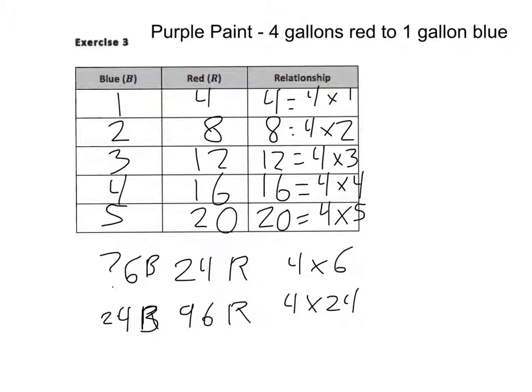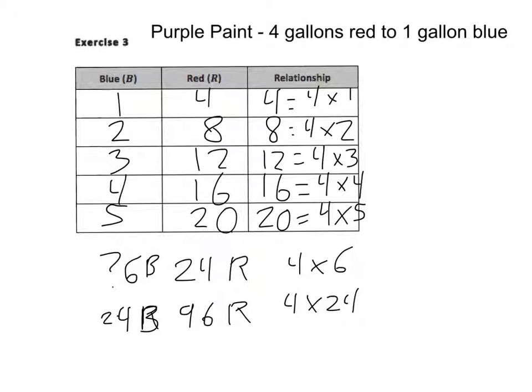So let's think about a relationship between blues and reds. What do I always need to do to my number of blues to get my reds? Well, here in this time I did 1 times 4 got me 4. 2 times 4 got me 8. 3 times 4 got me 12. 4 times 4 got me 16. 5 times 4 got me 20. So whatever my blue was, I multiplied by 4 to get my reds.